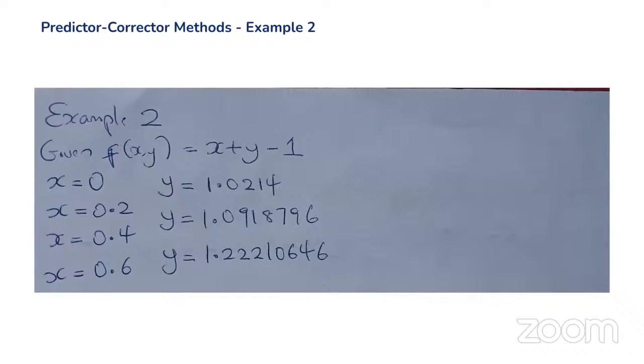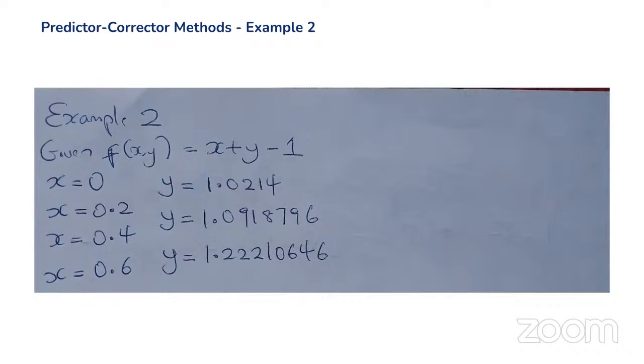For this example, we can see that it's a bit trickier than the last example, because we're given x equals 0, x equals 0.2, x equals 0.4, x equals 0.6, y equals 1.0214, y equals 1.091876, y equals 1.2221066.